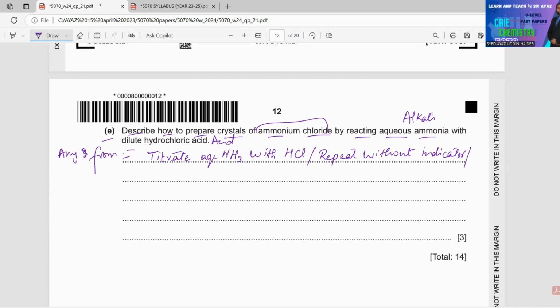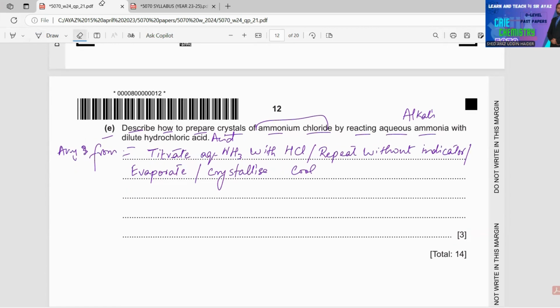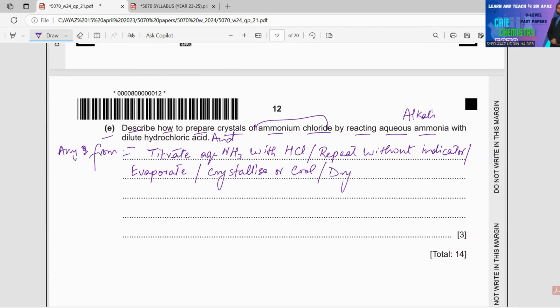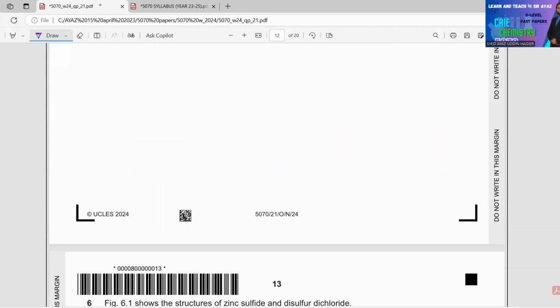Next point, evaporate through gentle heating. Then you will crystallize through cooling. Last one, dry. So you can write any three of these.